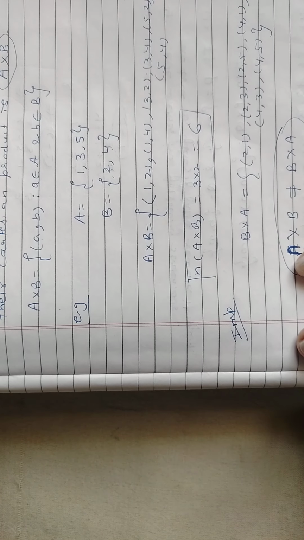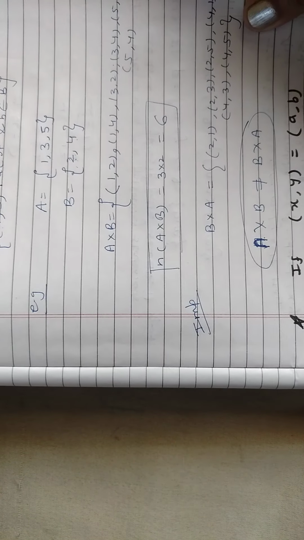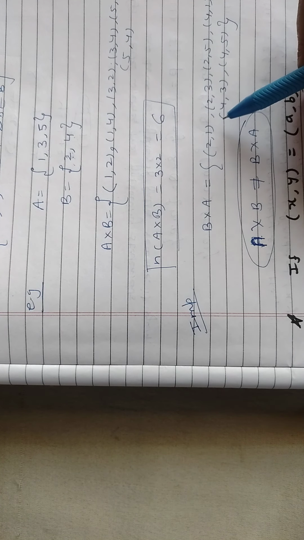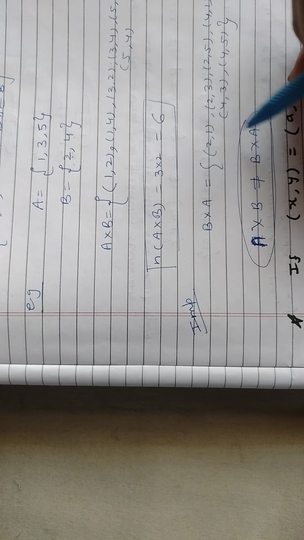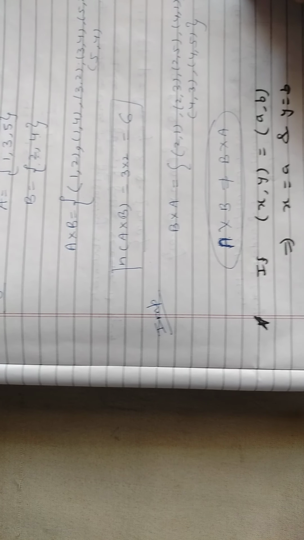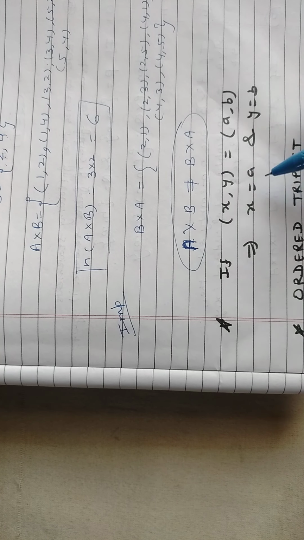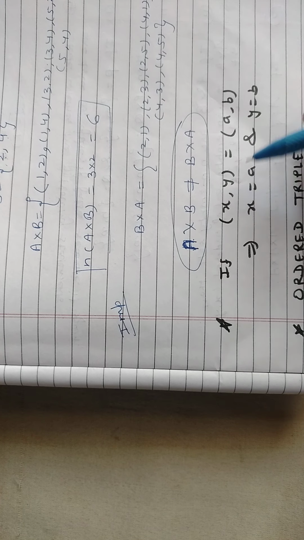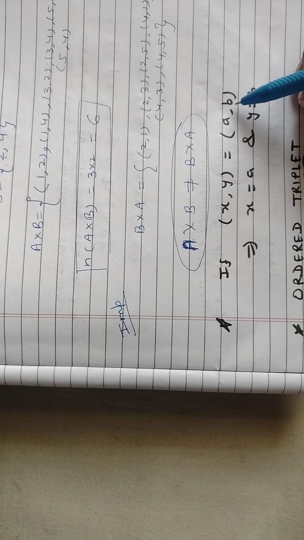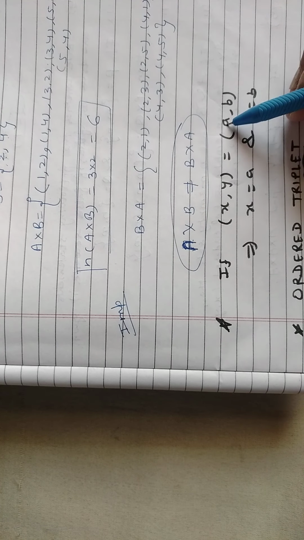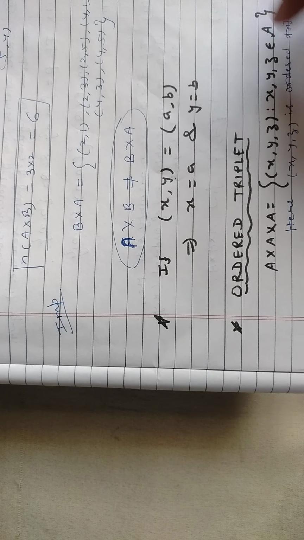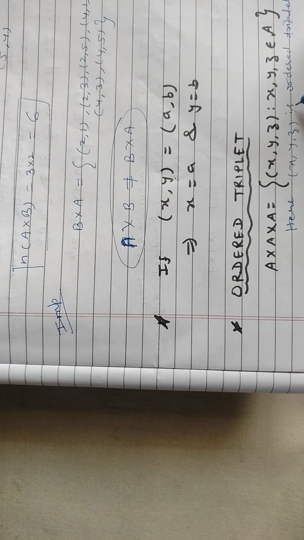Now the next important thing: is A cross B equal to B cross A? No, because in A cross B we had (1, 2) but in B cross A it is (2, 1). The number of elements will of course be the same, but the elements will not be the same. Now next, if two ordered pairs are equal, then their corresponding elements are equal. Suppose (x, y) is equal to (a, b), then this implies the first element will be equal to the first, and the second will be equal to the second.